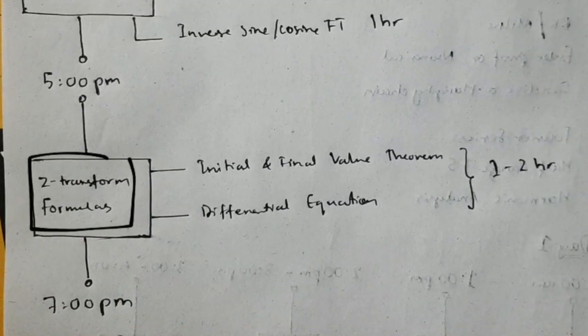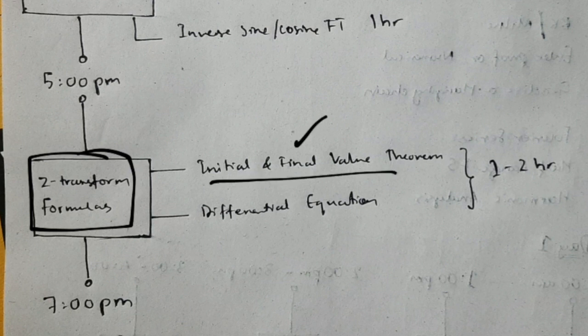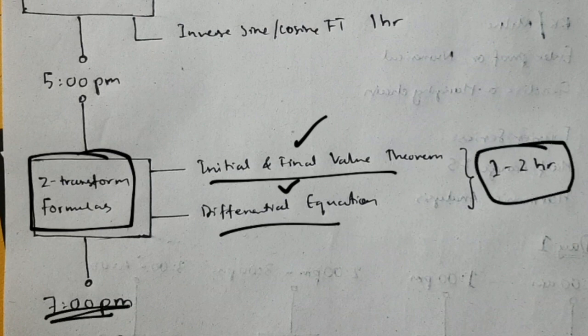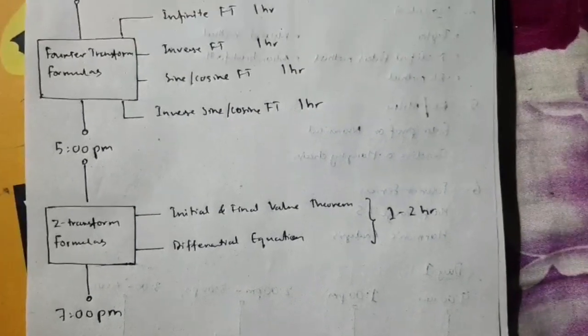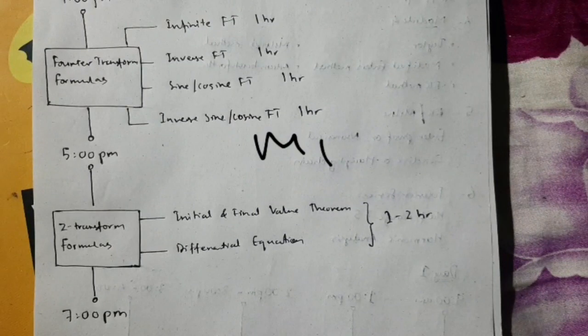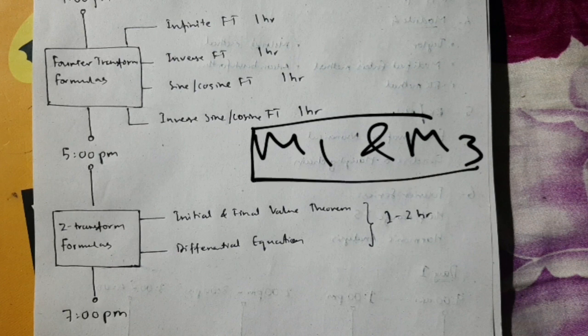Okay, then after completing that till 5 p.m., similarly you have Z transform. Some formulas are there, and by using those formulas you can solve the questions for initial and final value theorem and differential equation. Okay, then take 2 hours for that, and till 7 p.m. your day is over, and by then you have completed module 1 and module 3. Okay, this will be completed on day 2.